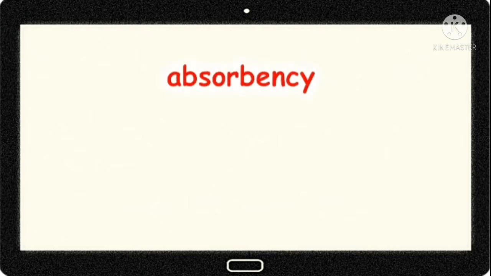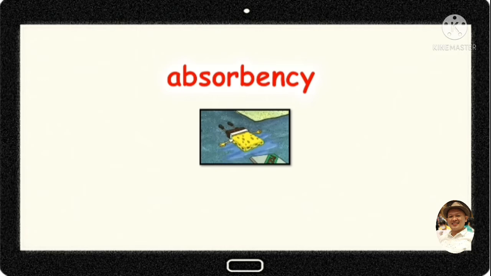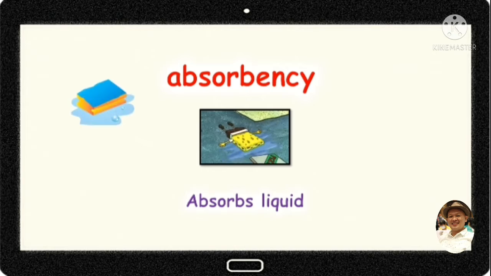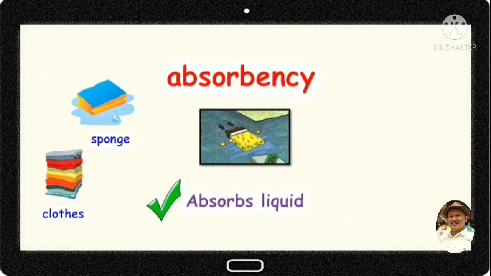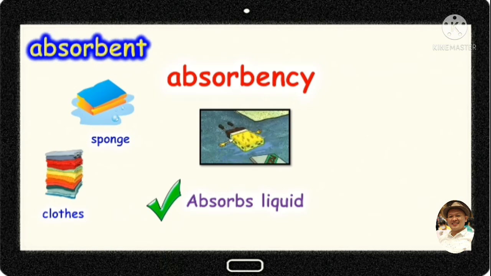Next is absorbency. Absorbency is the ability of a material to absorb liquid. Example, sponge, clothes. Sponge and clothes can absorb liquid. They are absorbent materials.